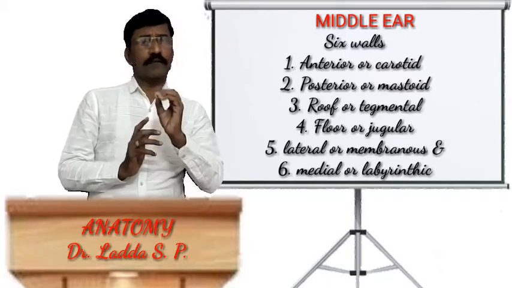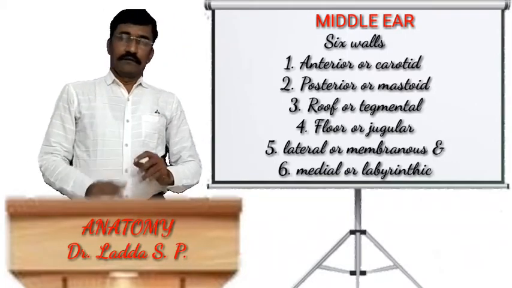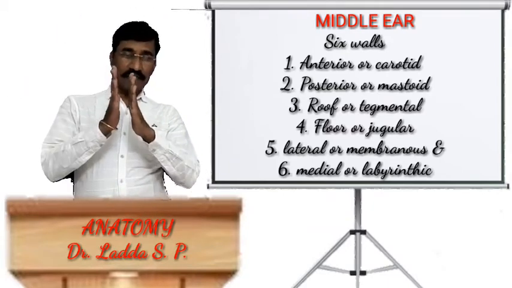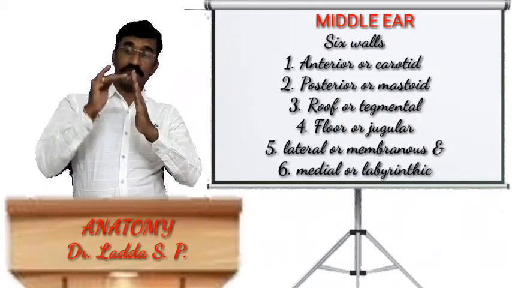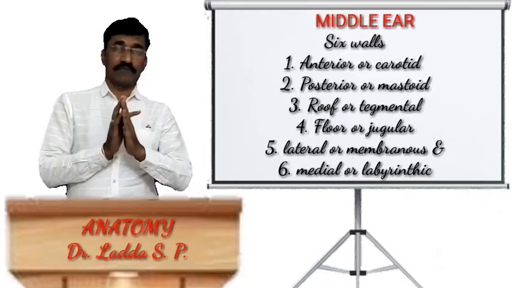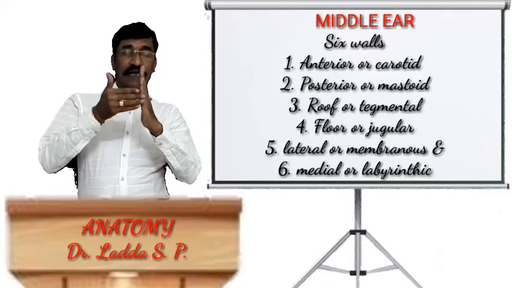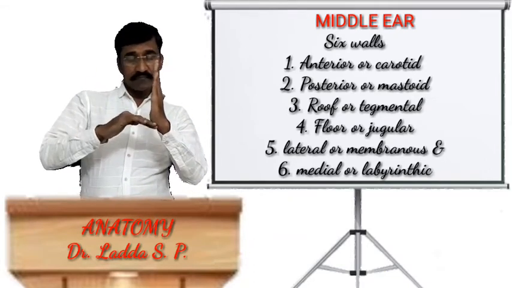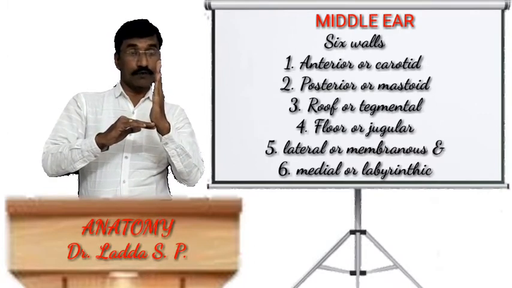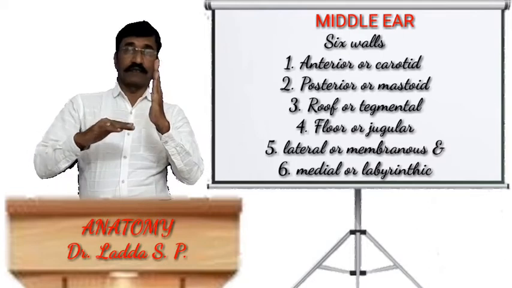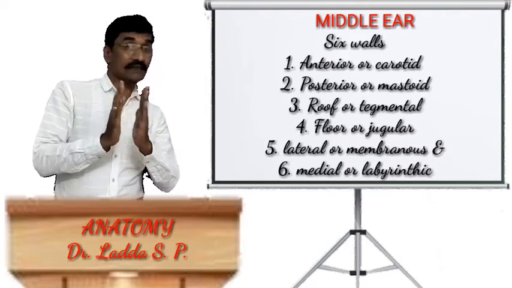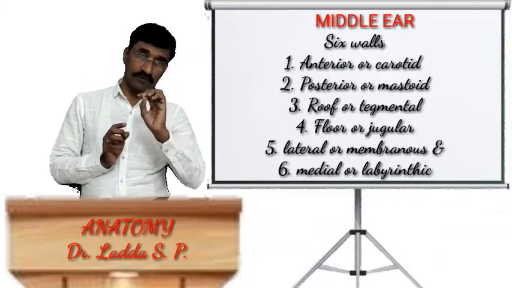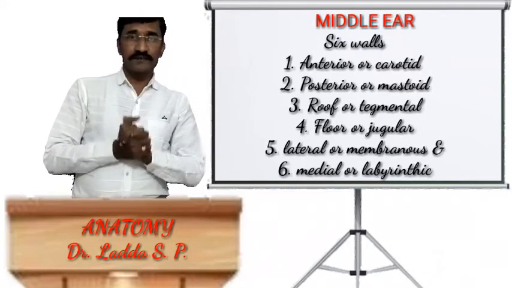All these walls are made up of thin bone. These thin bones work as a partition between different structures and the middle ear. Suppose anteriorly, there is an artery, the carotid artery. At the inferior side, there is the jugular vein. So these structures are separated from the middle ear by these partitions, and those are called the walls of the middle ear. Now there are 6 partitions.